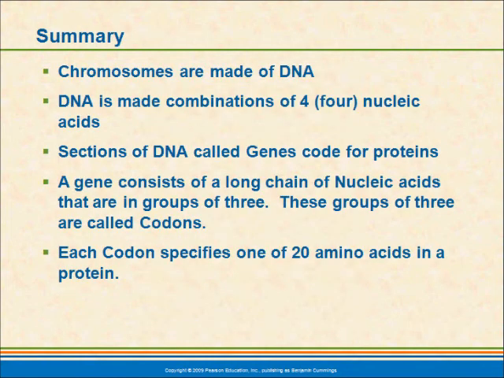So in summary, chromosomes are made of DNA. DNA is made of a combination of 4 nucleic acids. Each section or sections of DNA are called genes, which code for a protein. A gene consists of a long chain of nucleic acids that are in groups of three, and these groups of three are called codons, and each codon specifies one of the 20 amino acids that are used to build proteins.